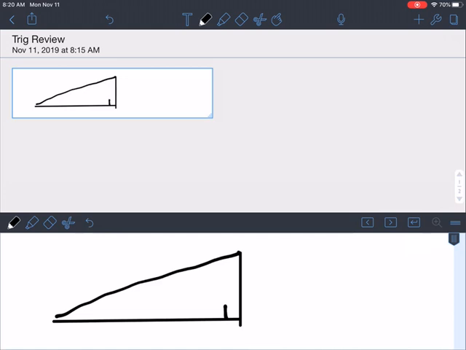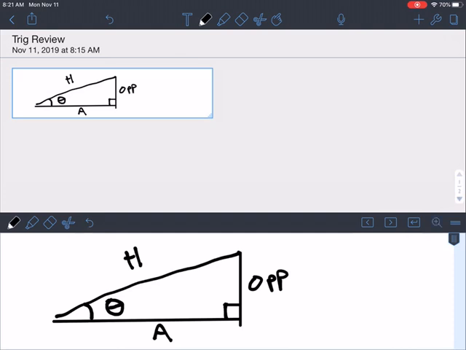And we've got a 90-degree angle down here. All right, so just identify some sides. So we know that this is known as the hypotenuse. This would be the opposite side, and then this would be the adjacent side. And this right here would be some angle.